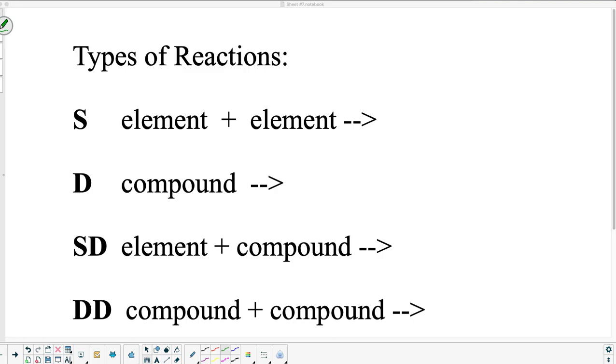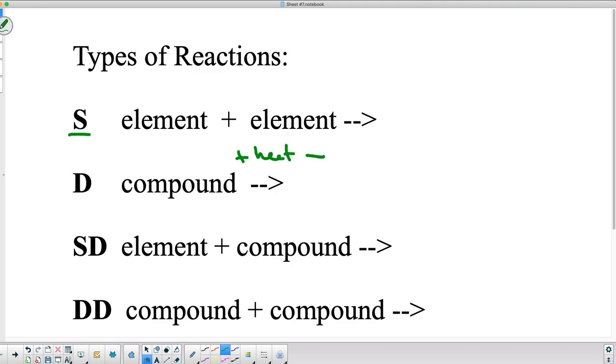Remember that if you have an element plus an element before the arrow, that is definitely a synthesis reaction. If you have just one compound and then the arrow, or you have a compound plus heat, then what you have is a decomposition reaction.